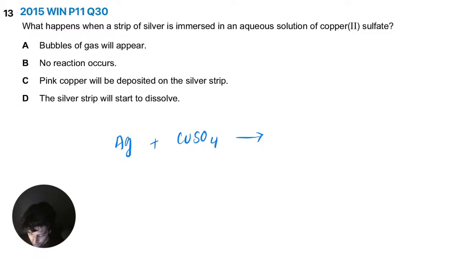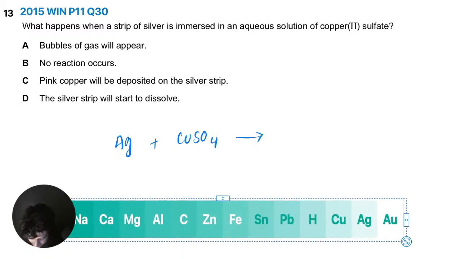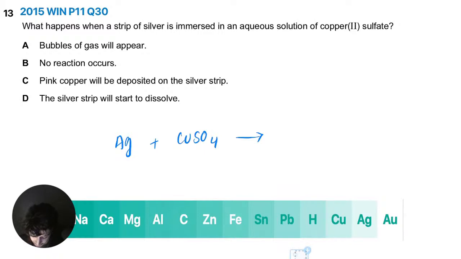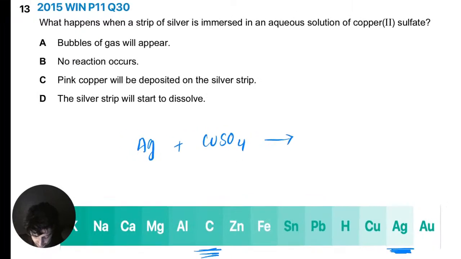B, no reaction occurs. I think you're right. Me summoning the reactivity series again. Okay, the silver strip will start to dissolve. So silver is all the way here, that's Ag, and copper sulfate or copper is here. Silver will not be able to do anything to copper or displace it.